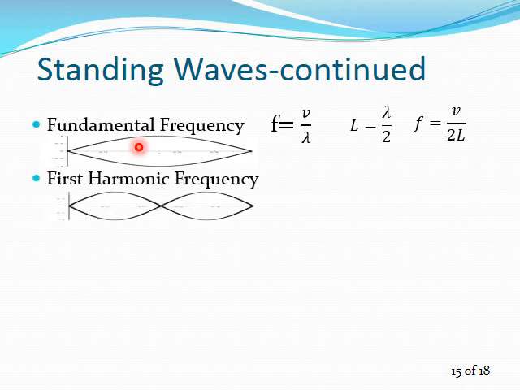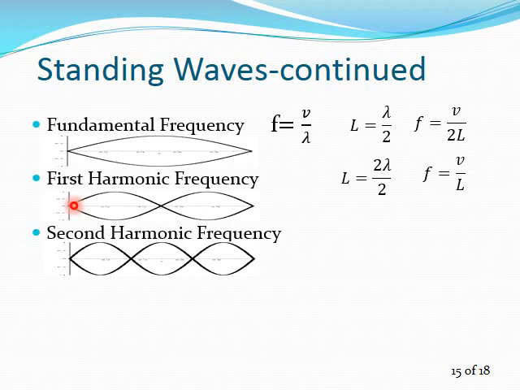Well, we have harmonics. The first harmonic has two antinodes and three nodes. What is L? L is still this distance. How many half wavelengths do you see? I see 2. So now L is equal to 2 half wavelengths, or a wavelength is just equal to L. And so the frequency is V divided by L.